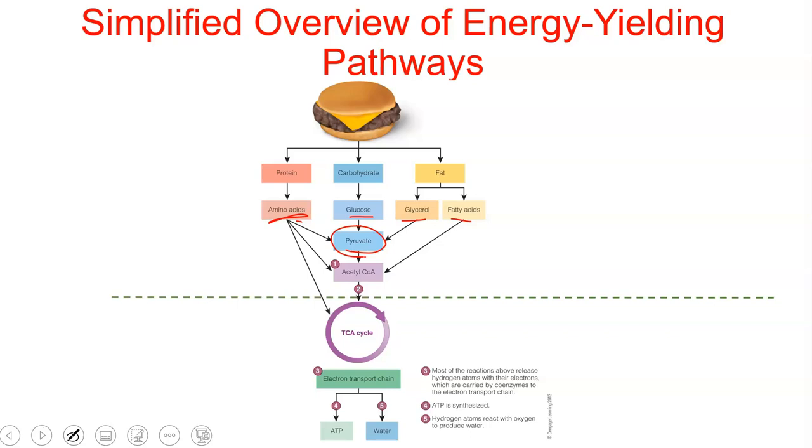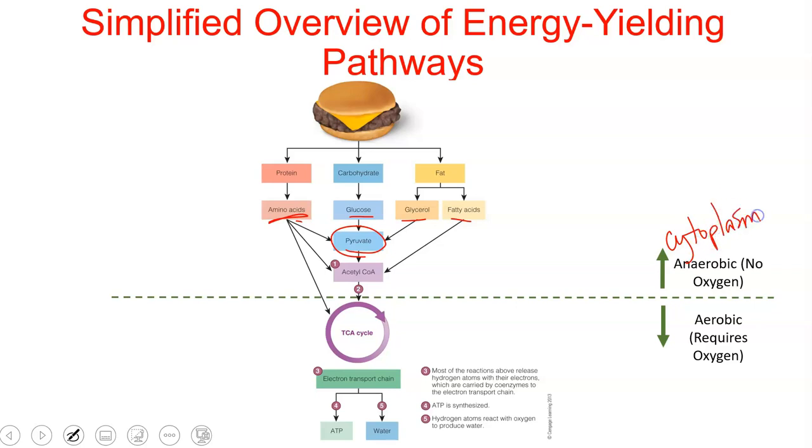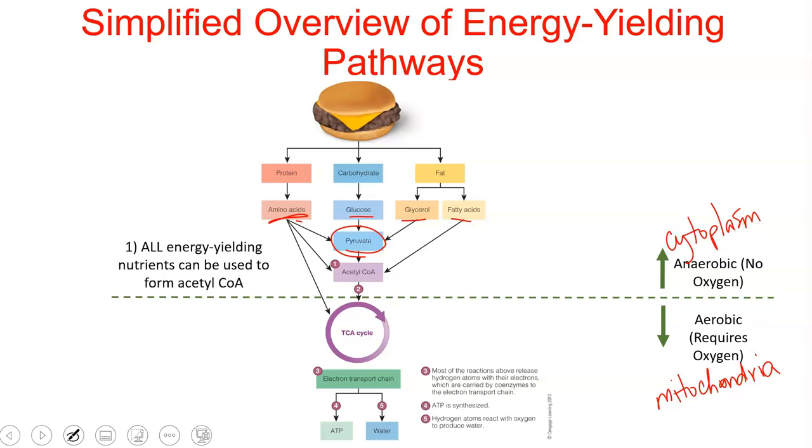Now there's 2 areas where these events occur in the cell. You have this area, and that's why I put a green line here. This occurs, the anaerobic processes of glycolysis happen in the cytoplasm of the cell. The aerobic process, which is really with the electron transport chain, occurs in the mitochondria. If you remember when we were learning about our organelles, mitochondria are sometimes referred to as the powerhouse because they make the ATP. That's where the aerobic respiration occurs.